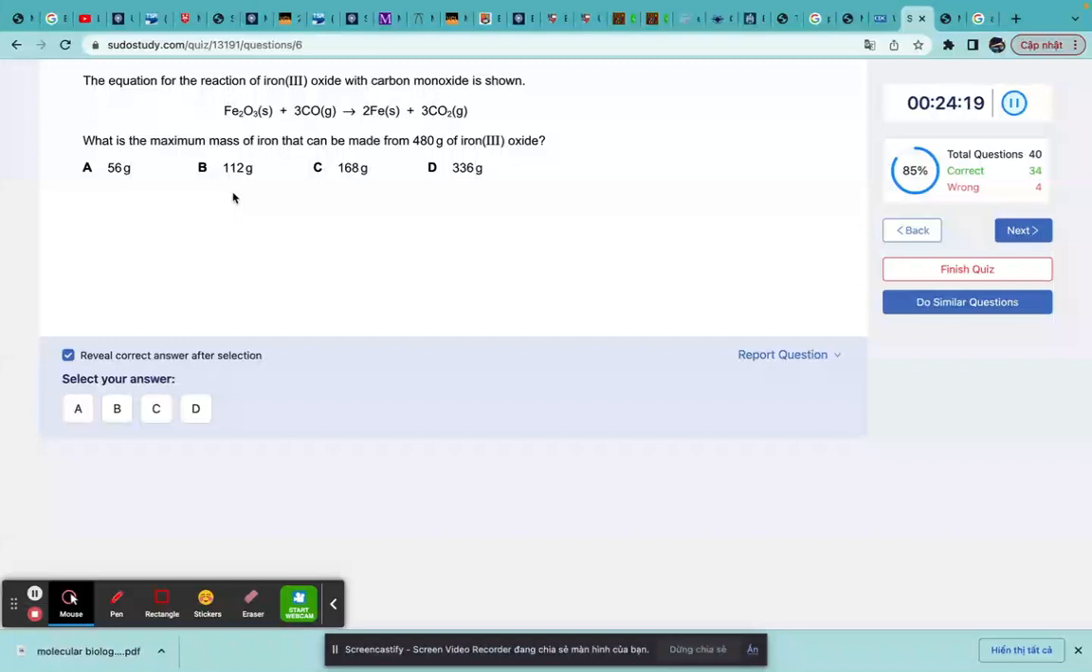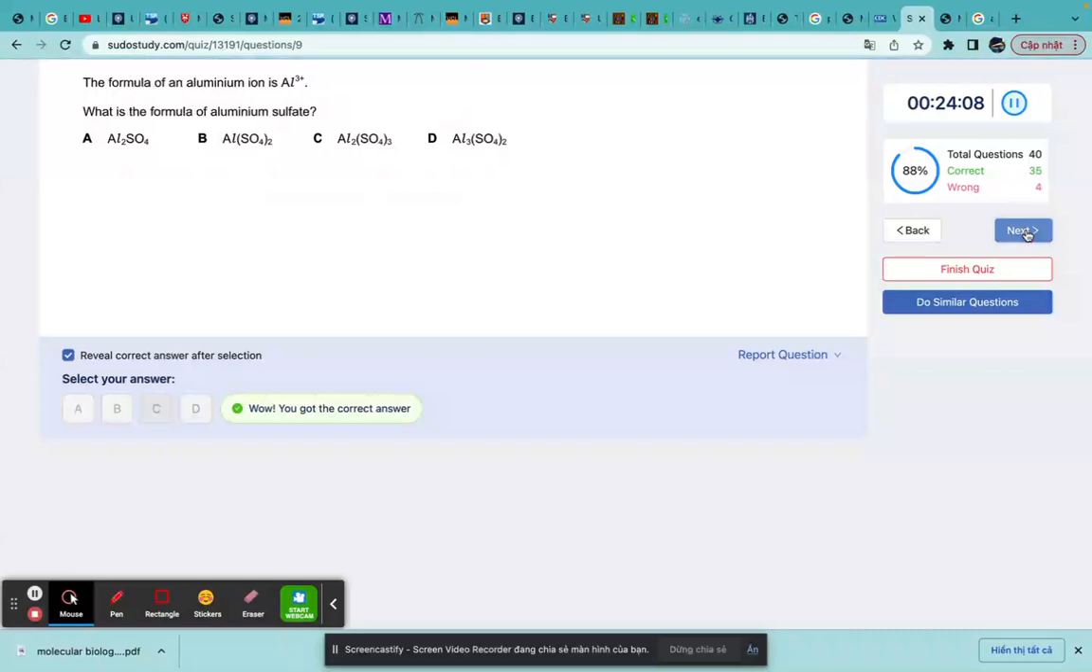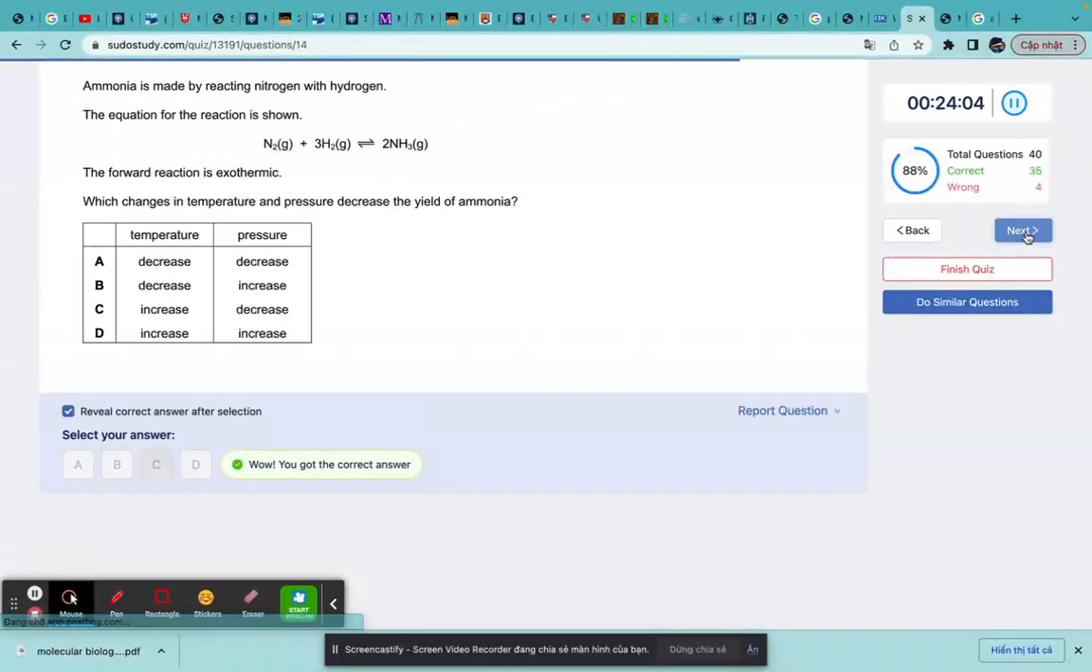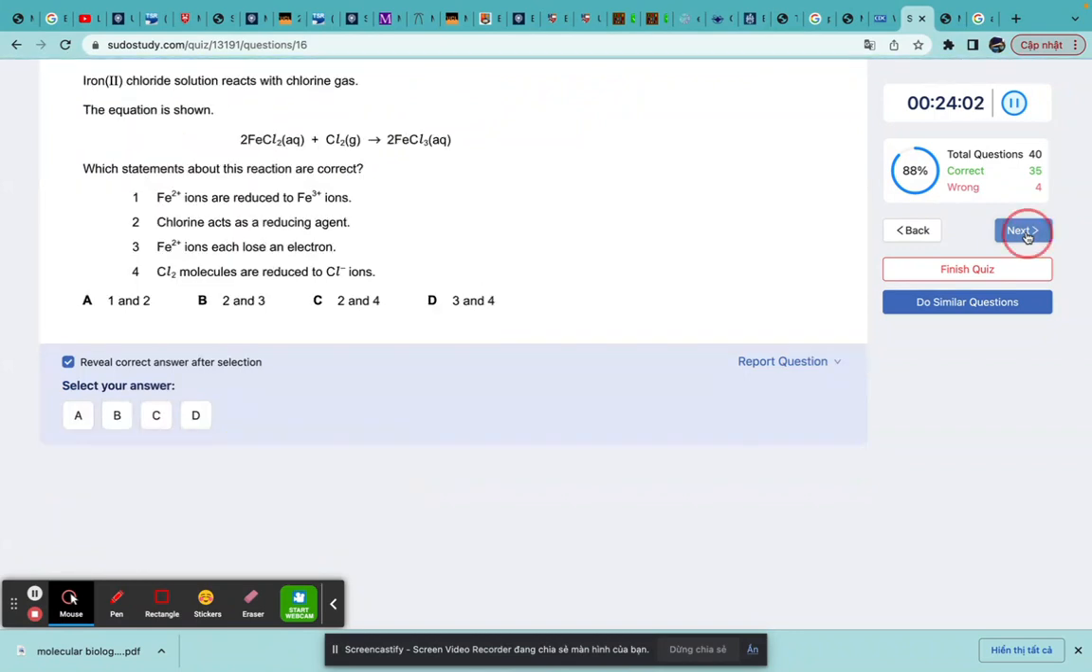Maximum mass of iron that can be made of, probably the closest one. Just have the oxidation state and we are good to go. Okay, here it is. Reducing agent, which makes it oxidize, which makes it add another electrons. Fe each lose an electron.